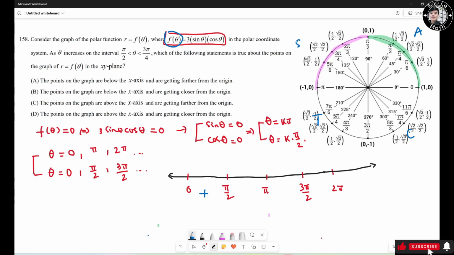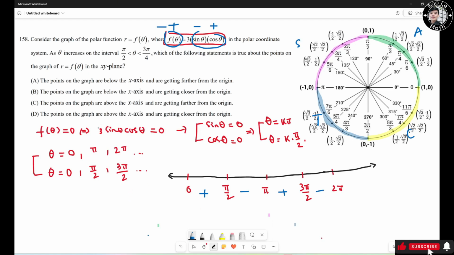Second quadrant, sine is positive, cosine is negative. So if you multiply them, it's going to be negative, right? So it's going to be negative right here. The third quadrant, pi to 3 pi over 2, is going to be right here. In this quadrant, sine and cosine are negative, right? So when you multiply them, it's going to be positive, right? So this guy should be positive. And the last one, from here to here, only cosine is positive, right? Cosine is positive, sine is negative. The answer must be negative, right? So this one is negative.